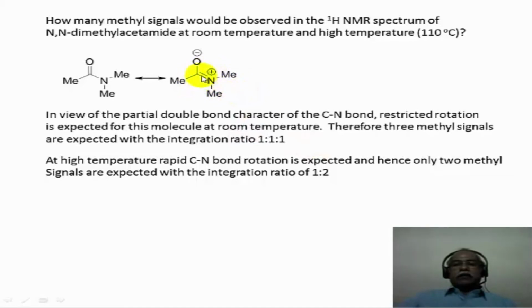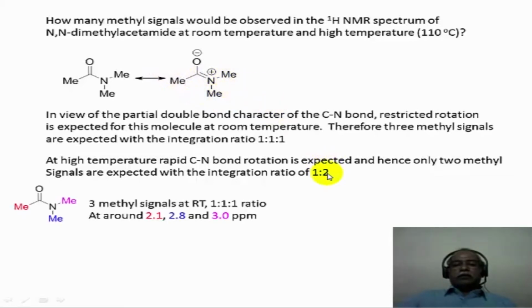The rapid rotation of the carbon-nitrogen bond takes place. That exchanges these 2 methyls in terms of their relative position, and the NMR is no longer able to distinguish these 2 methyl groups from one another. As a result, at high temperature, because of the rapid rotation of the carbon-nitrogen bond, only 2 methyl signals are expected in the ratio of integration of 1:2. 1 corresponding to this, 2 corresponding to these 2 methyls.